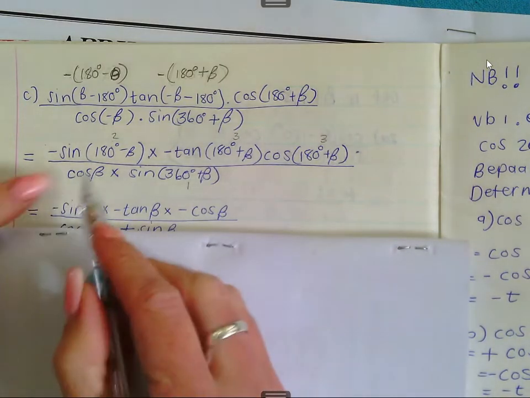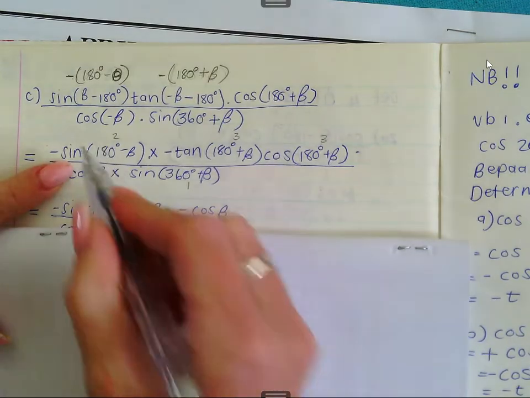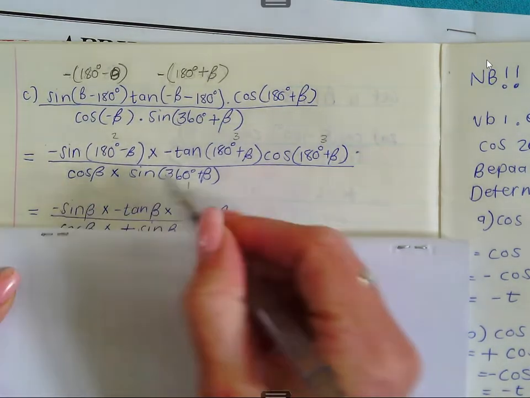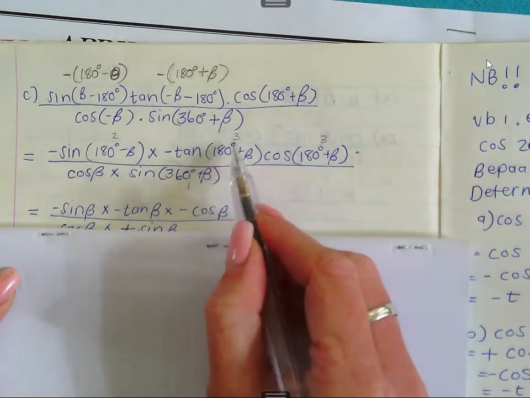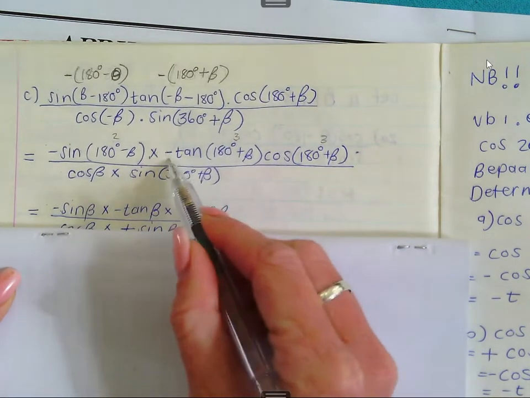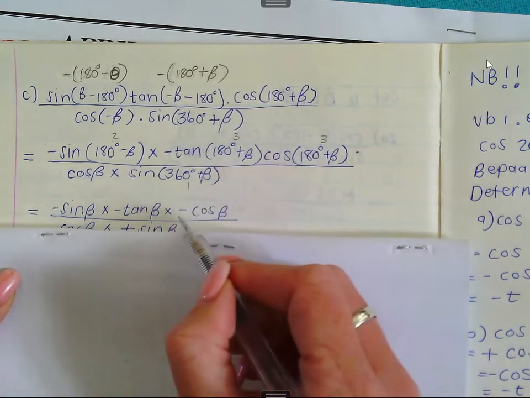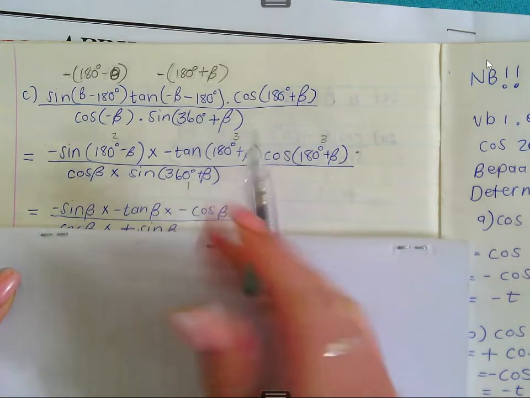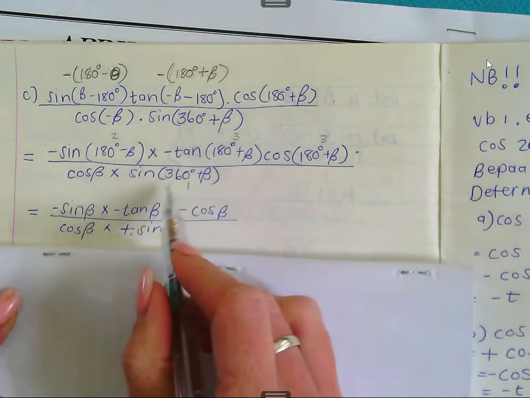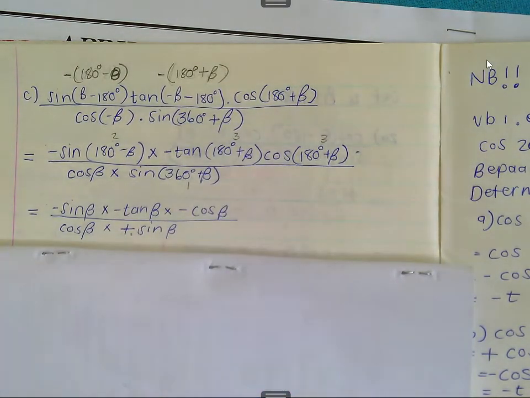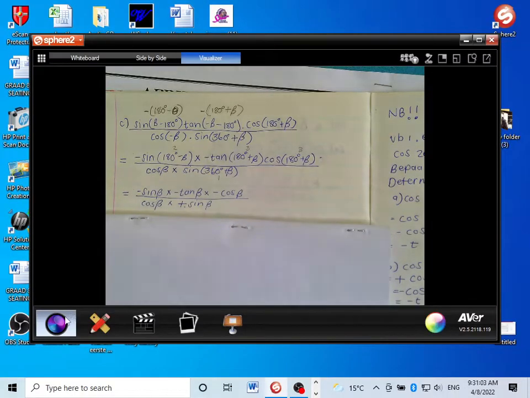Okay. So sin in the second is positive, so I've got a positive and a negative that makes it negative. Tan in the third is positive, so I've got a positive and a negative, that's a negative. Cos in the third, that's a negative. That one is already done. Sin in the first is a positive sin beta. I'm just going to make it one bigger.